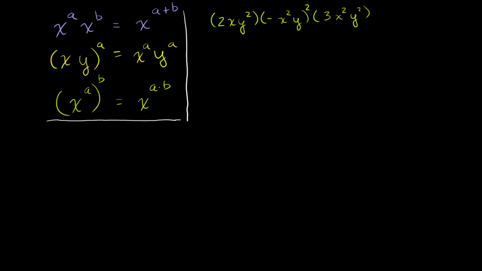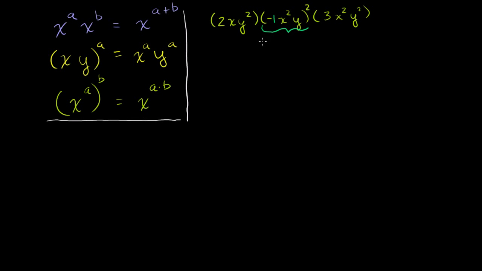Well, a good place to start. Let's see, maybe we could simplify this. This you could view as negative 1 times x squared times y squared. So just this part right here, if we take this whole thing to the squared power, this is like raising each of these to the second power.